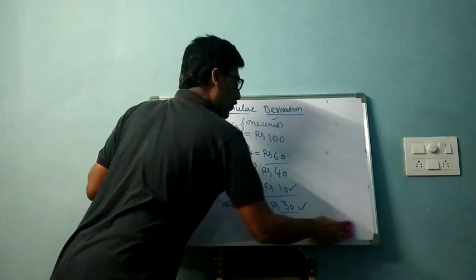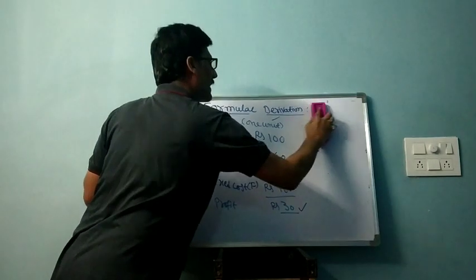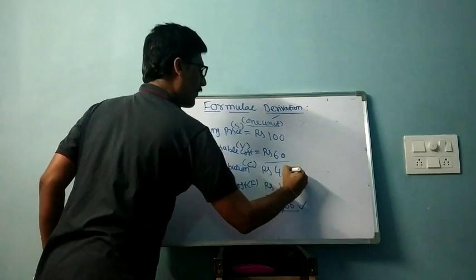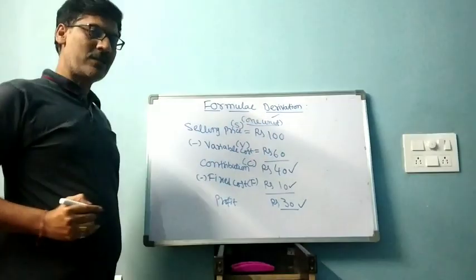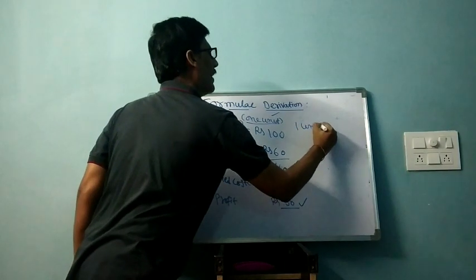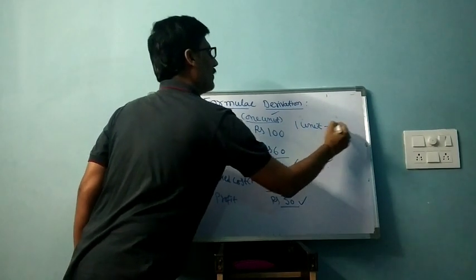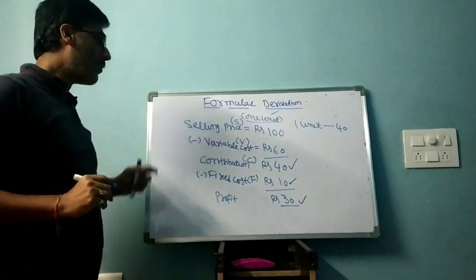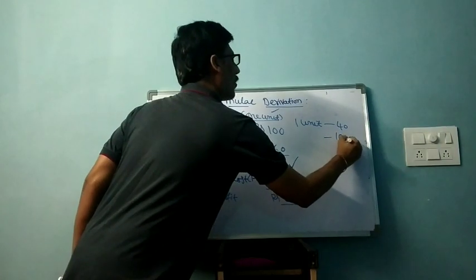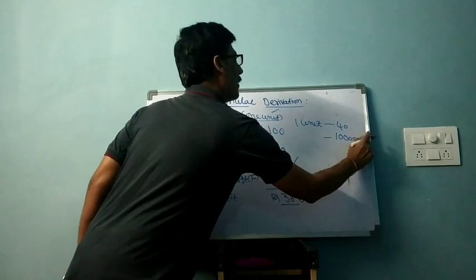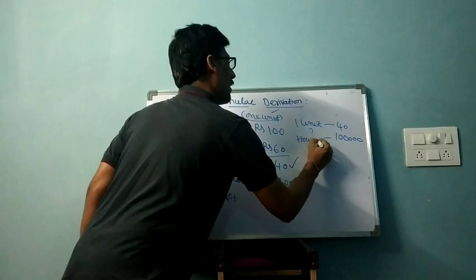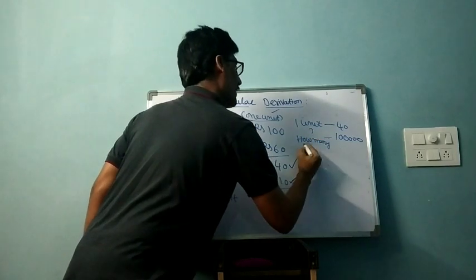If you sell 1 unit, how much contribution is the firm getting? For 1 unit, what is the contribution the firm is getting? 40 rupees. That means for getting 40 rupees contribution, the firm has to sell how many units? 1 unit. But what is the contribution you are supposed to get? 1 lakh. For getting 1 lakh contribution, how many units to be sold? This is break-even point. How many units to be sold?